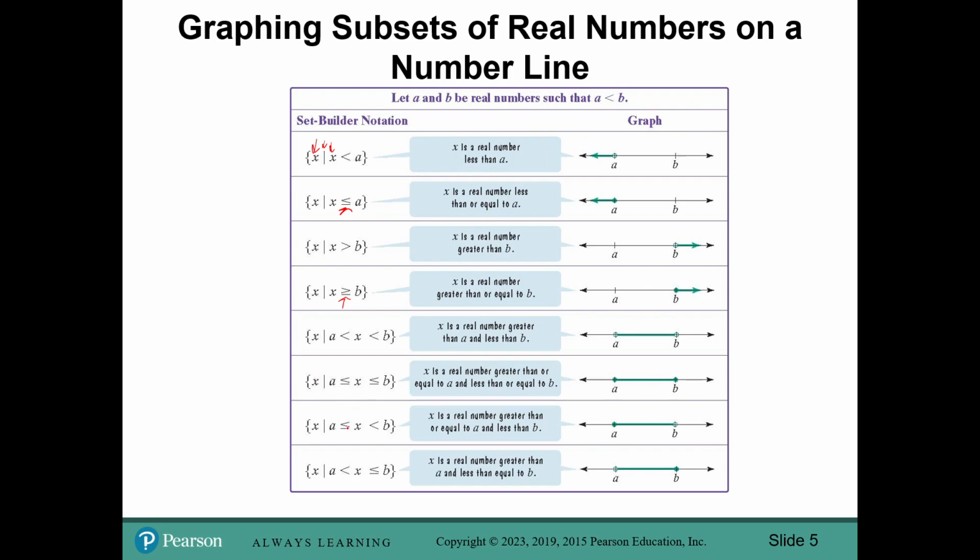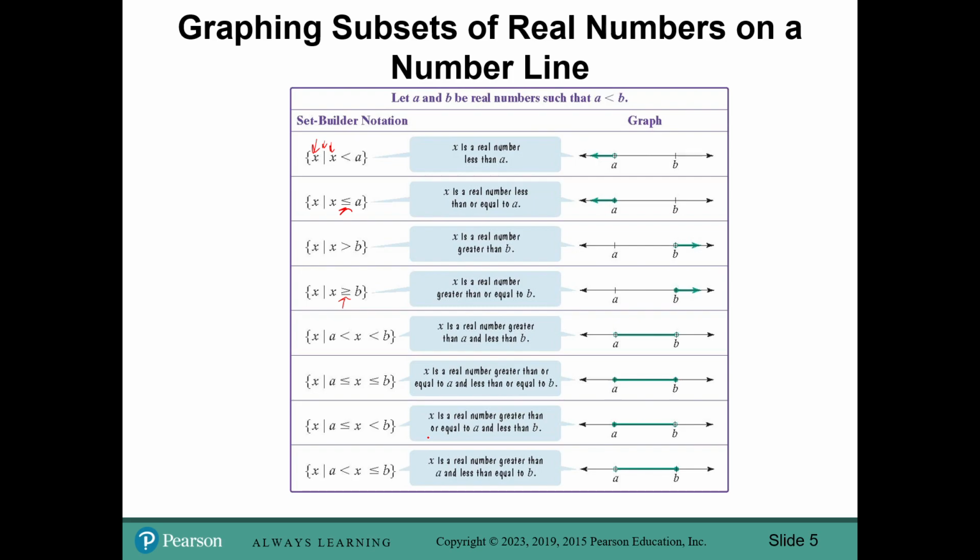Then we can mix it up a little bit. We have a is less than or equal to x is less than b, so it's equal to a, so I put a solid circle on the a, I put an open circle on the b because it's not equal to b, so it could be a on up to b, but not equal to b. So I connect it that way.